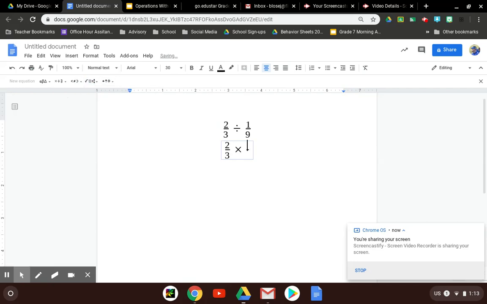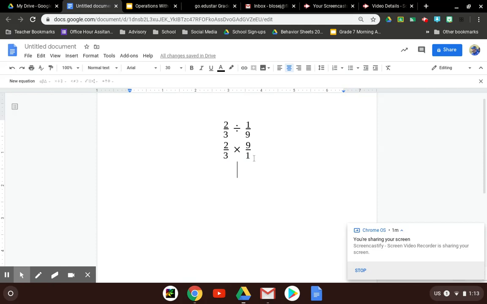Now, the reciprocal or the flip is where we take the denominator and we put it on top, and we take the numerator and put it on bottom. All we did is we flipped that fraction upside down. Now, from here, this just becomes a multiplication problem for us. So we can go ahead and follow our multiplication rules.